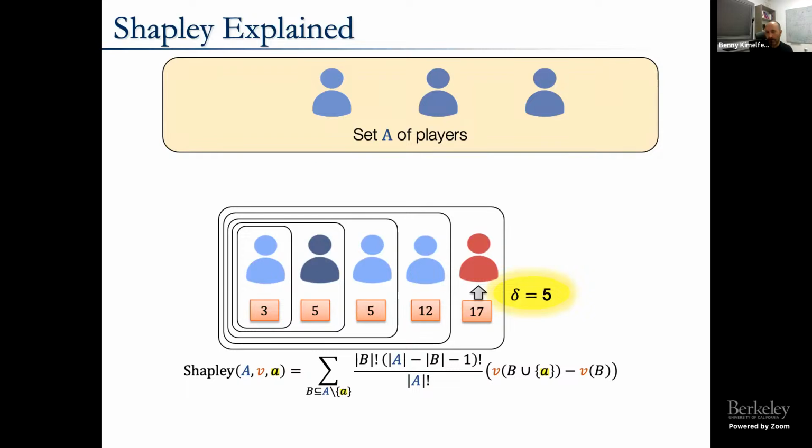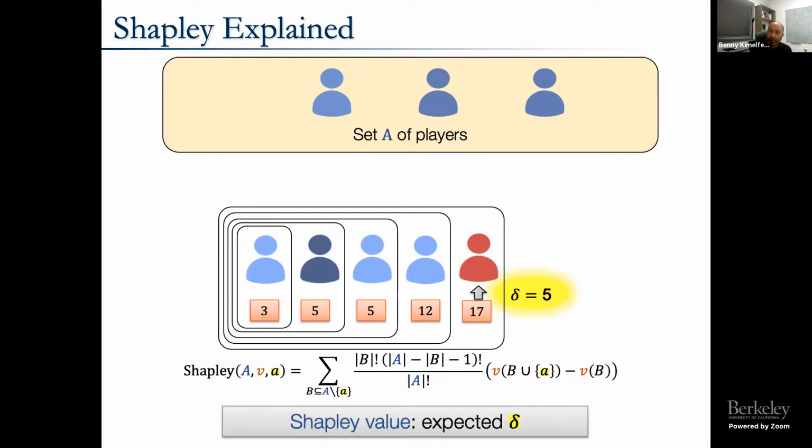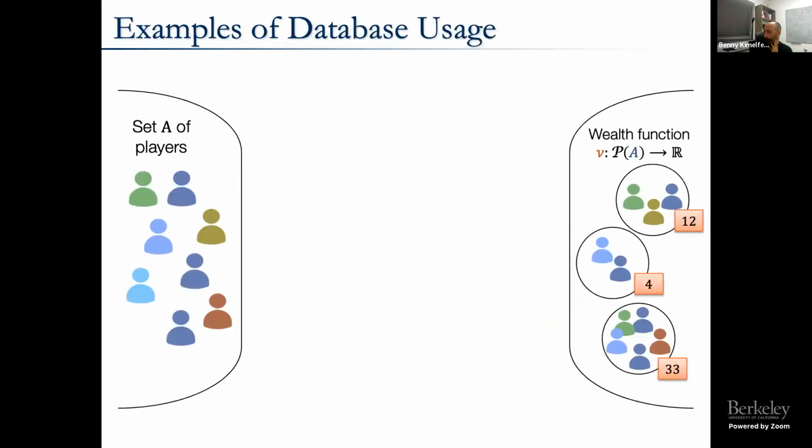At that point, this player makes a difference. The impact of this player is the change from 12 to 17. So the delta is 5, and the Shapley value is simply the expected delta, the expected change. That's all it is.